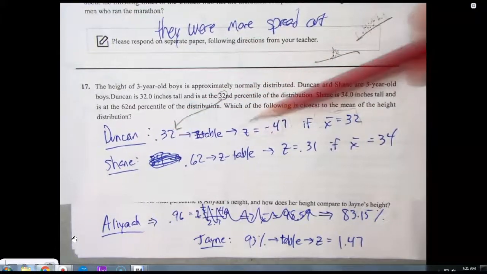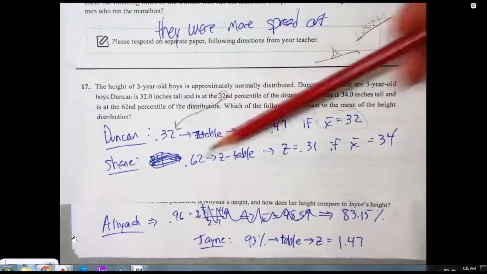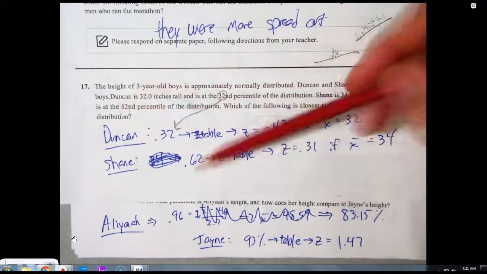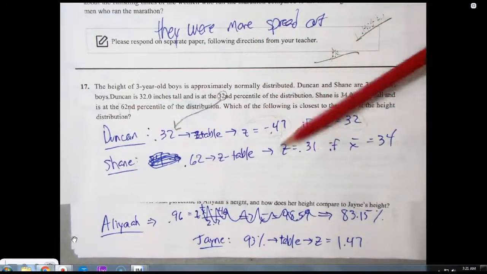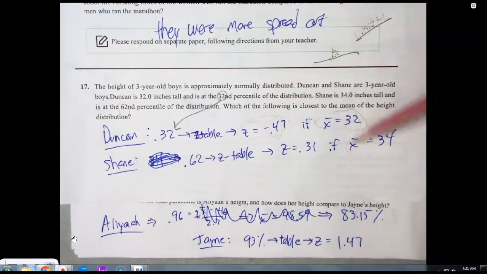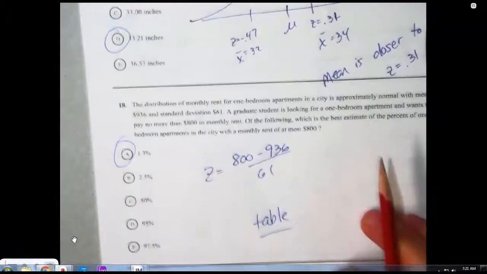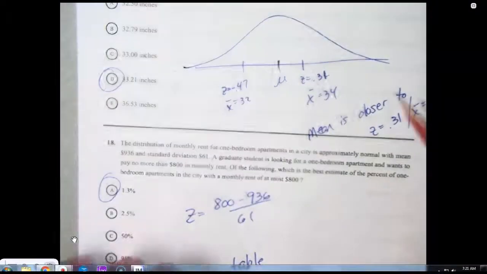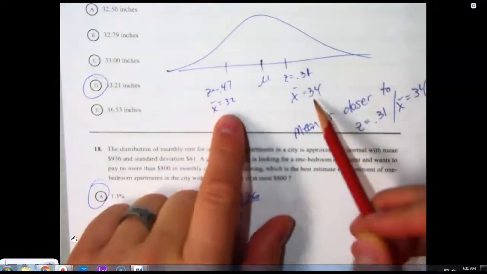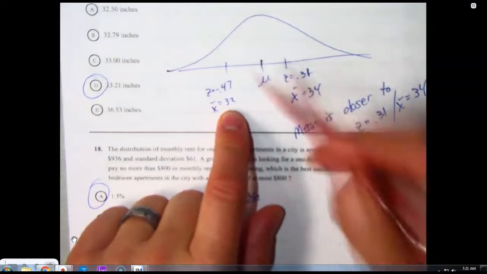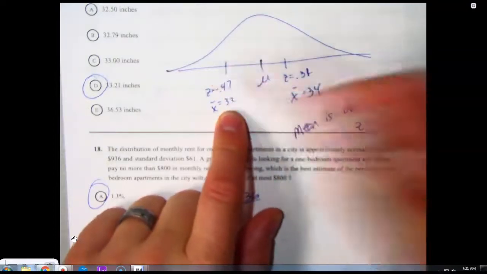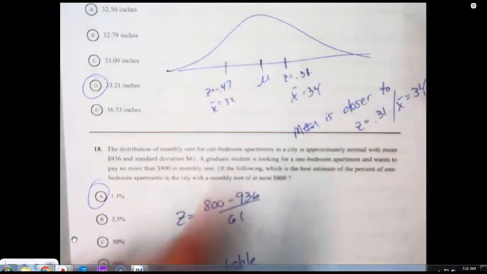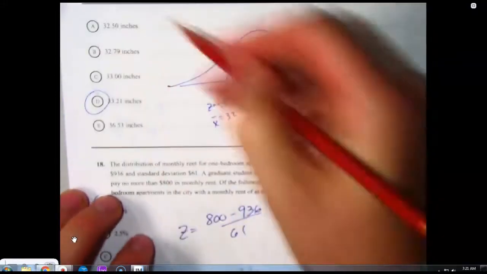Z equals -0.47, X bar is 32. I did it again for the 62nd percentile for Shane and got a z-score of 0.31 when X bar equals 34. And what they're asking is, where's the mean? I'm not even going to actually calculate. First of all, I know the mean has to be between 32 and 34, because this z-score is negative, so it's to the left of the mean, and this z-score is positive, so it's to the right of the mean. So it's got to be between 32 and 34.